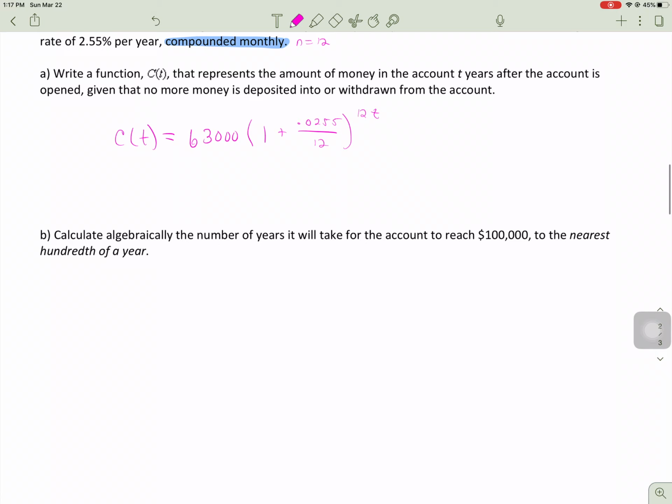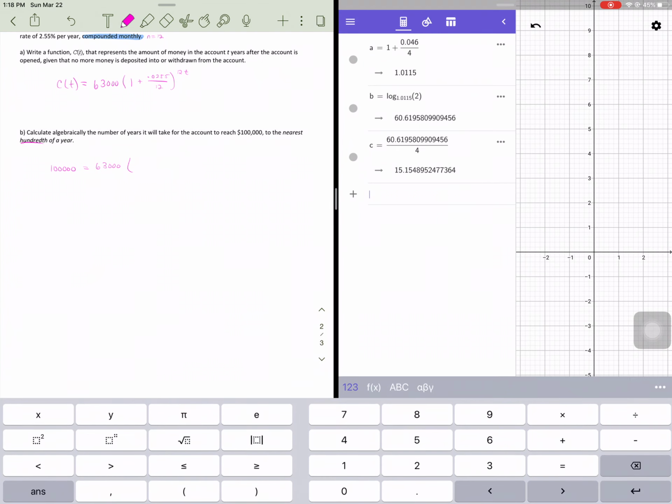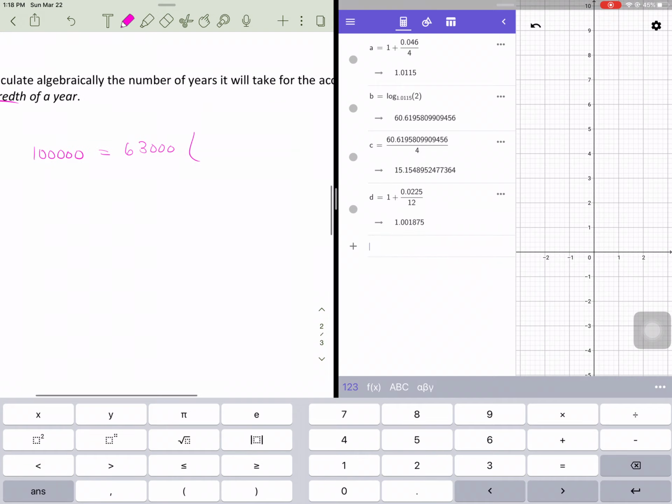Okay, and now calculate algebraically how long it will take for that account to become from originally 63,000 to 100,000, to the nearest hundredth of a year. So we want the amount of money after t years to be 100,000 equals 63,000, parentheses, and I'm just going to simplify this to make our lives easier again. What is 1 plus 0.0255 divided by 12? Okay, so I'm going to write this as 63,000, 1.001875 to the 12t.